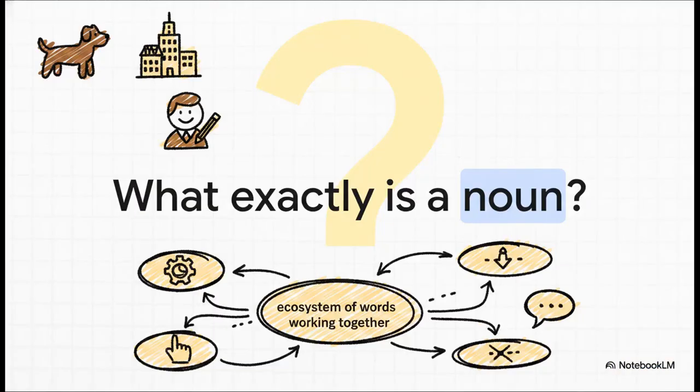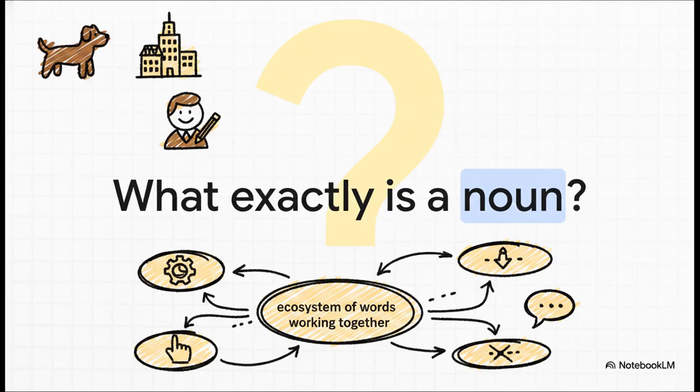So if I asked you right now, what exactly is a noun? You'd probably fall back on what you learned in grade school, right? A person, a place, or a thing. A dog, a city, a teacher. But at the advanced level, that definition gets completely subverted. A noun doesn't have to be a single word at all.